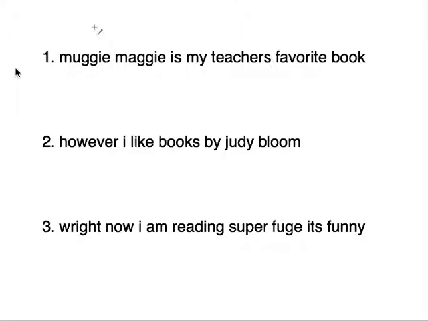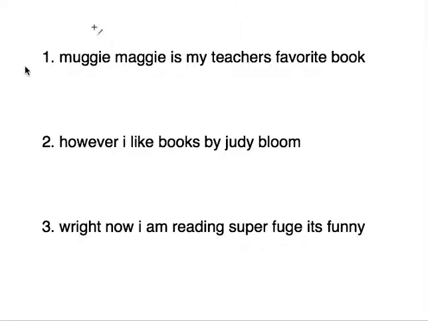So the first thing we always want to do is to go through and ask, does our sentence sound correct? So Muggy Maggie is my teacher's favorite book. And it does. That sounds correct. That's a complete sentence. So my sentence doesn't really have any subject, verb, predicate errors. Everything is in the correct tense. So I don't have to make any changes there.